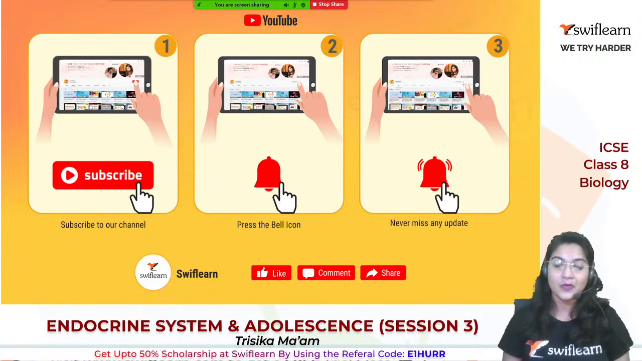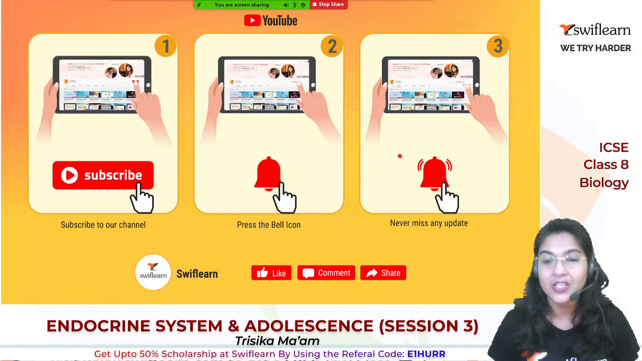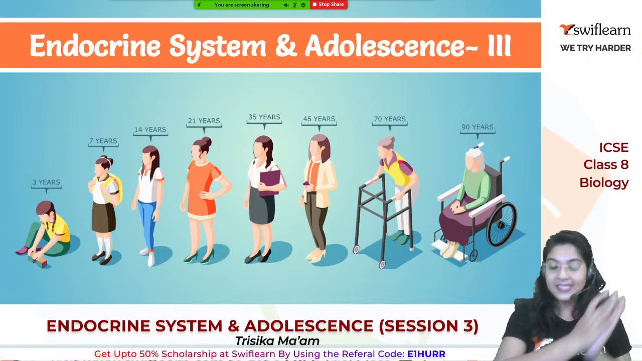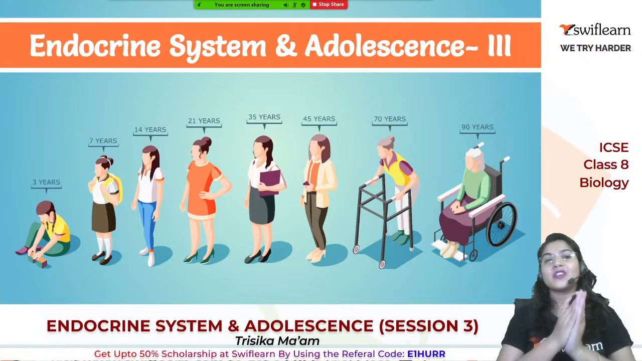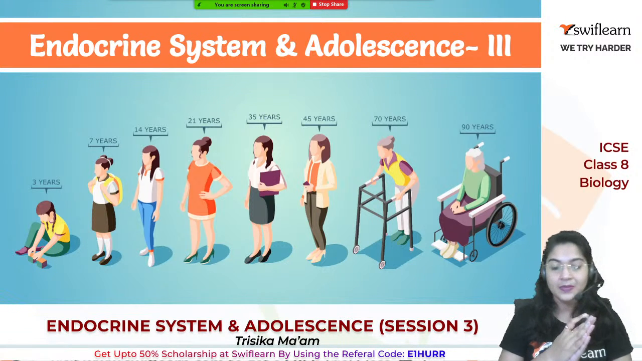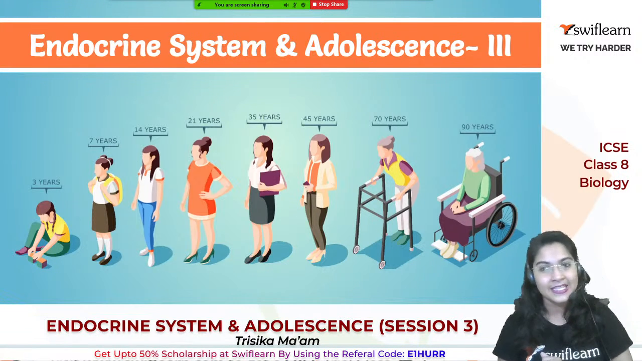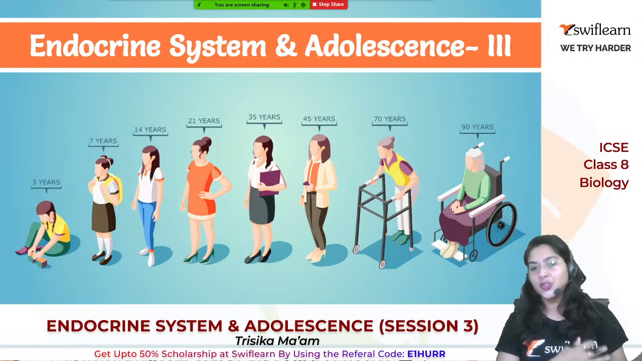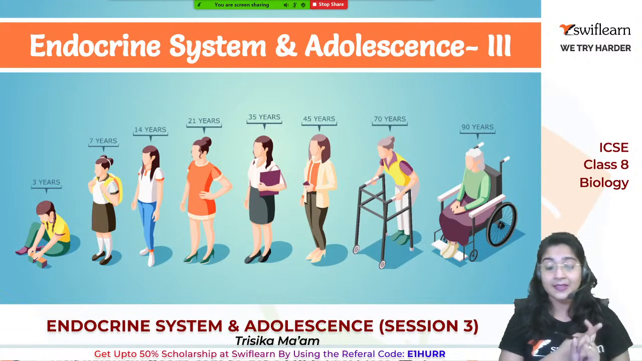And let us now move on to today's topic. As you already know, today we will discuss a very interesting part. We were basically discussing the endocrine system and the adolescence chapter, which is there in the ICSE class 8 biology syllabus, in the past two sessions also. So this is the third session.